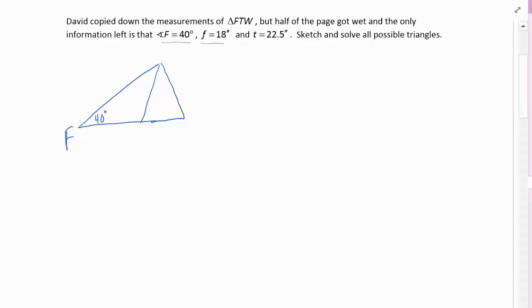Its opposite side then, little f, is the 18 here or the 18 here. So it creates an isosceles triangle on the right hand side. And then the 22.5 inches, that can't be on the bottom because there's two possible lengths on the bottom. That 22.5 has to be up here, 22.5 inches.